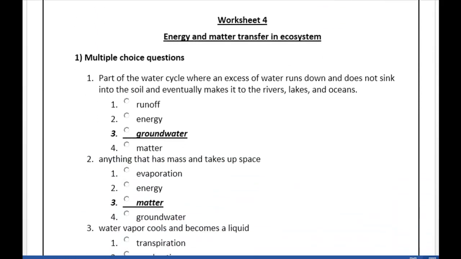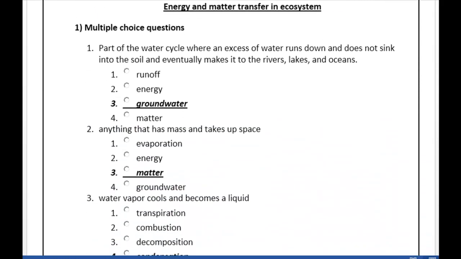Okay, worksheet 4, energy and matter transfer in the ecosystem. Number 1, part of the water cycle, where an excess of the water runs down and doesn't sink into the soil and eventually make it to the rivers, lakes, and oceans. This is a groundwater. Number 2, anything that has mass and takes up space. This is a matter.